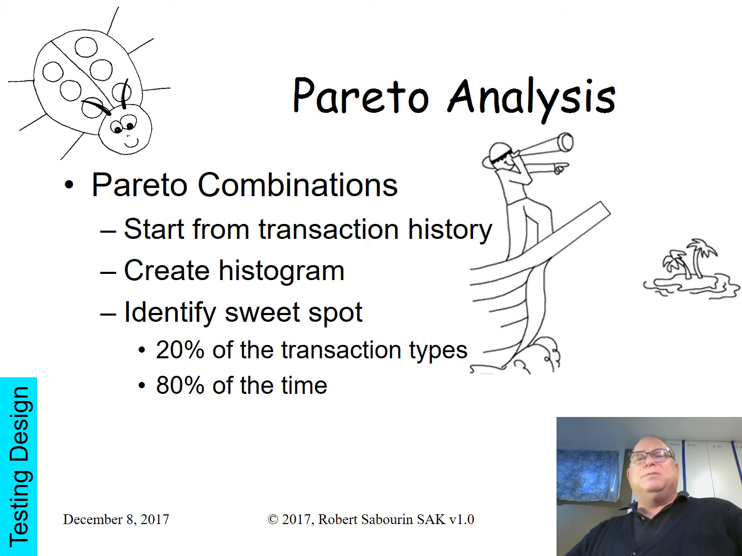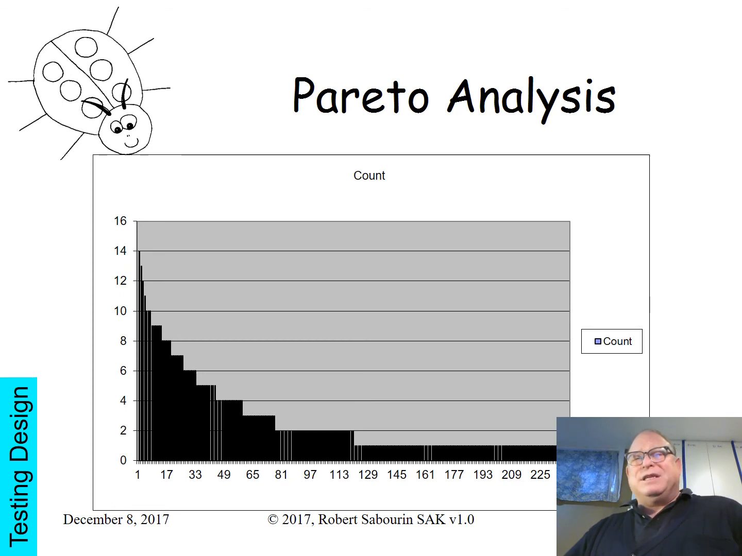In a transactional system, what you would do is look at a transaction history from your system or from similar systems, put it into a histogram, and try to identify the sweet spot and build tests to exercise the 20% that are more frequent. So this is an example of what the histogram looks like. This is a histogram with about 250 columns. So the 50 at the bottom here, about this part, that's your sweet spot. What you want to do is take those 20% and test those.